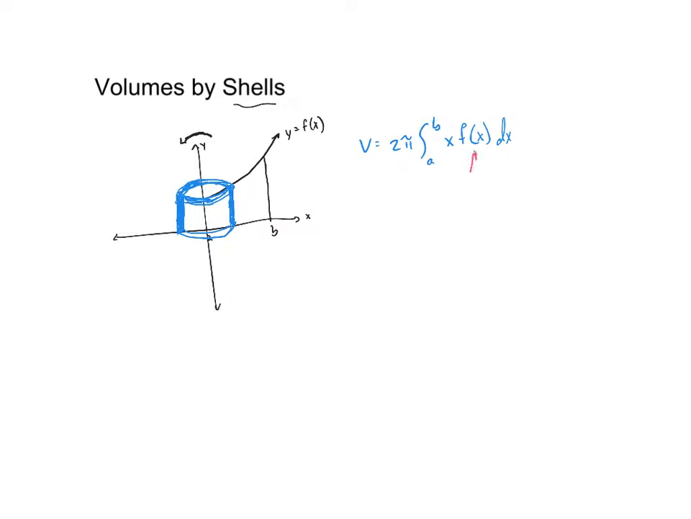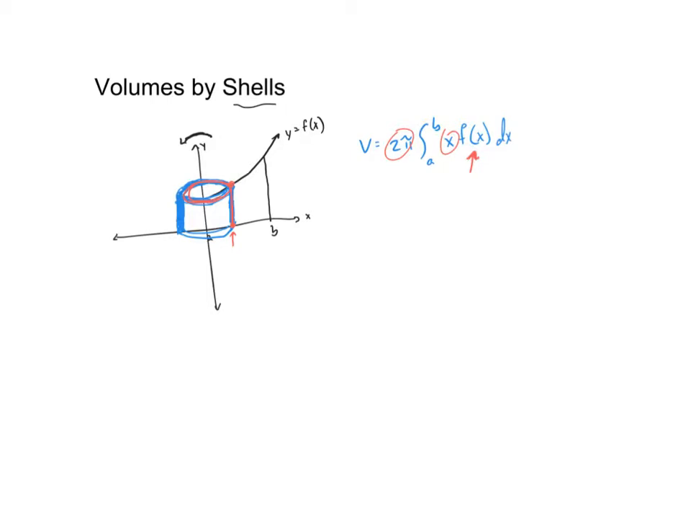So the first thing, the easiest thing to see, I think, is the f of x. That's the function. At that point right there, at that x value, the height of that rectangle is determined by where I am on f of x, on the function. So that represents the height of my shell, okay? And then the 2 pi x is the circumference of that shell, the circumference of that slice.